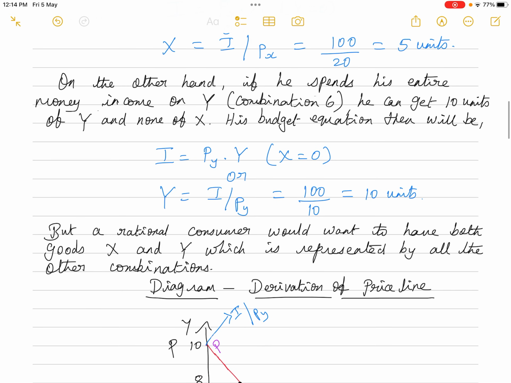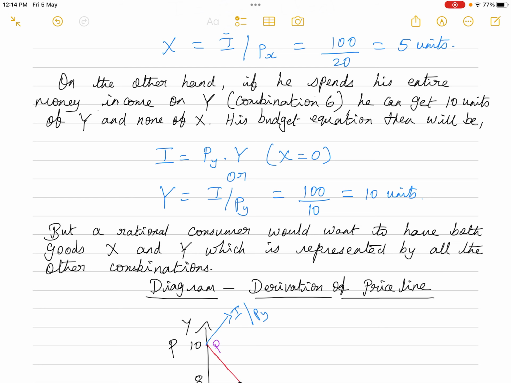So what the rational consumer wants to do, a rational consumer would want to have both goods X and Y, which is represented by all the other combinations. So on the one extreme, the entire money income is spent on commodity X, that is I by Px. On the other hand, the entire money income is spent on commodity Y, that is I by Py. Okay, so these are the two extremes. So based on this, we can draw the budget line of the consumer. So let us move on to the diagram, how we are arriving at the budget line.